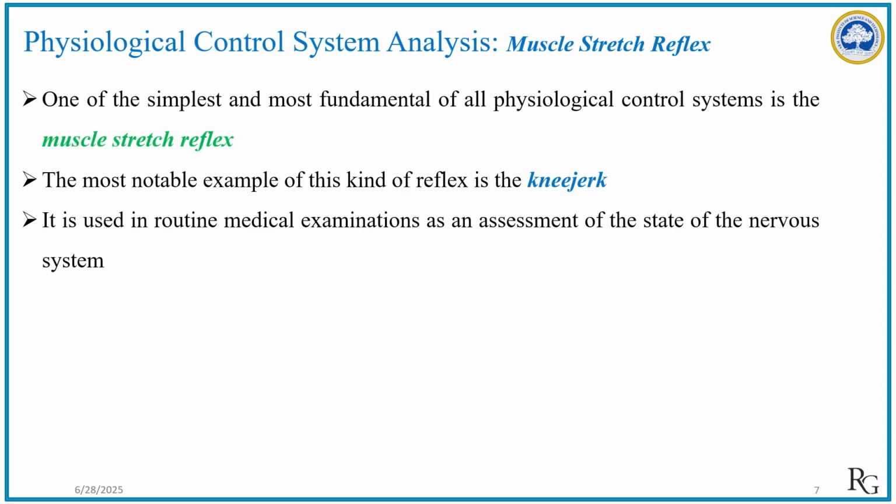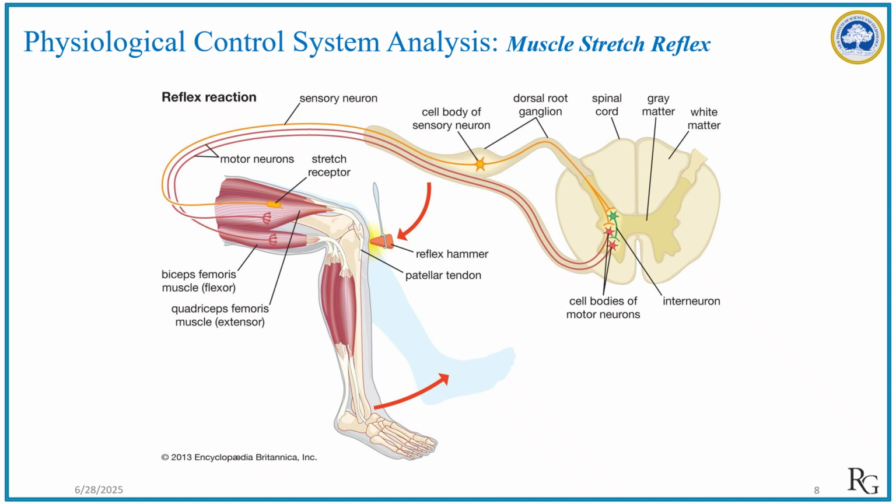To take an example of a physiological control system, the muscle stretch reflex is one of the most fundamental or simplest control systems in the physiological domain. The most notable example of this kind of reflex is the knee jerk. It is used in routine medical examination as an assessment of the state of the nervous system. Now let us look at the complete architecture of this physiological control system.